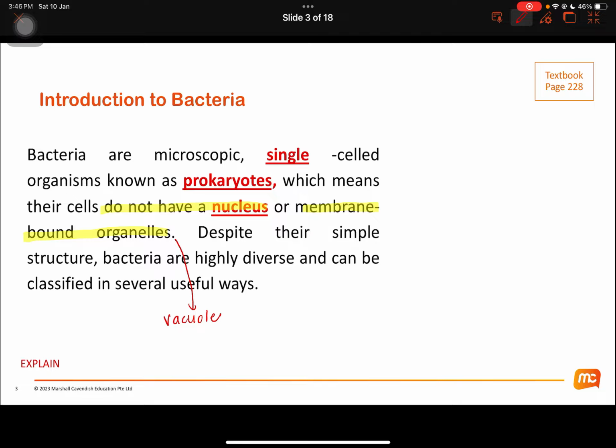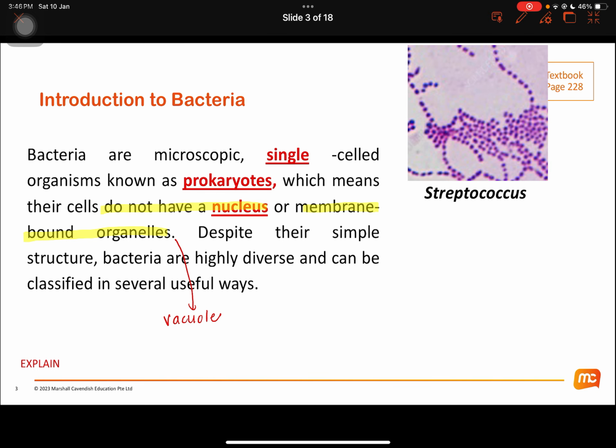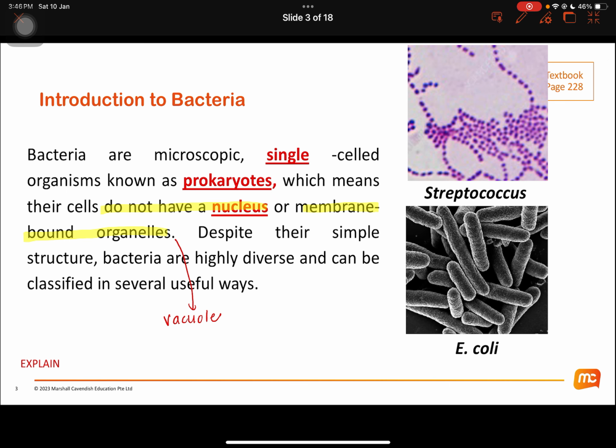Despite its simple structure, bacteria comes in all shapes and sizes and can be classified in several useful ways. Common bacteria that we know of includes Streptococcus that often cause respiratory symptoms and in fatal conditions can cause pneumonia, and E. coli.